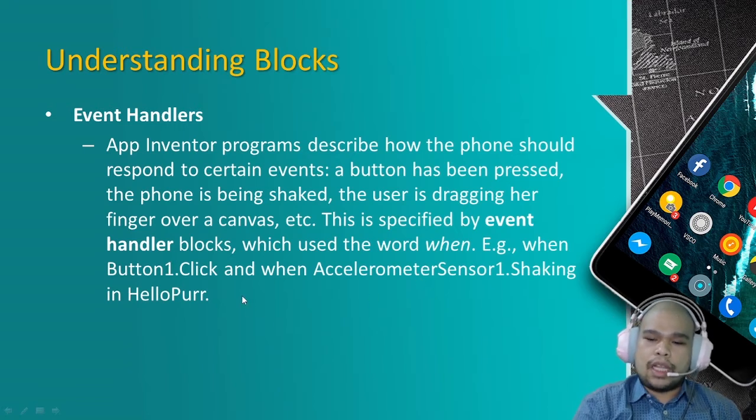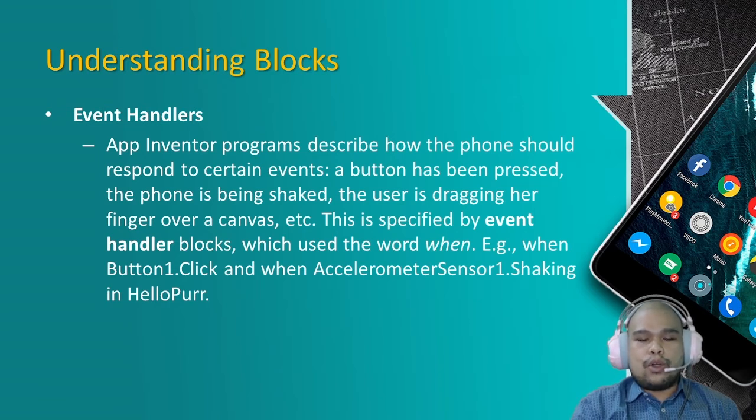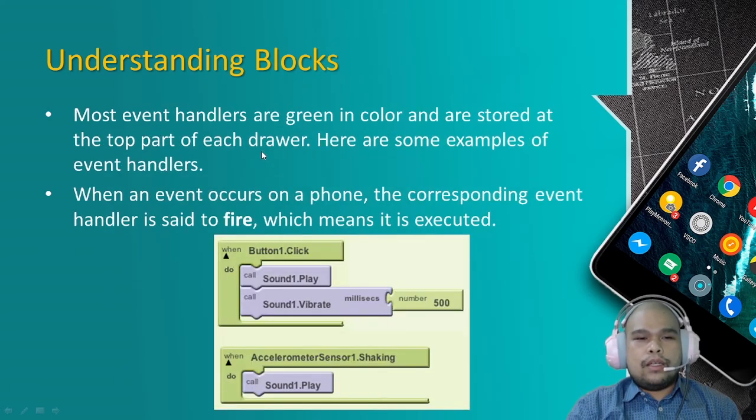Let's say, the button click: when we click it, the camera will pop up. The blocks we used there earlier are called event handlers. Same with AccelerometerSensor1 that's shaking. This is also an example of an event handler. Most event handlers are green in color and are stored at the top of each drawer. Here are some examples of event handlers. When an event occurs on the phone, the corresponding event handler is set to fire, which means it's executed. Let's say for example, here we have a sample series of blocks. Our event handler is Button1.Click. So, when Button1 is clicked.